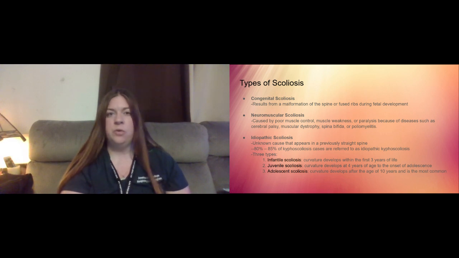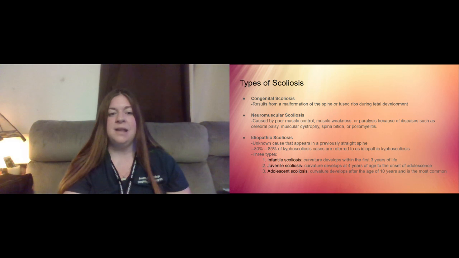There are different types of scoliosis. First, we have congenital scoliosis, which results from a malformation of the spine or fused ribs during fetal development. Second, we have neuromuscular scoliosis, which is caused by poor muscle control, muscle weakness, or paralysis because of diseases such as cerebral palsy, muscular dystrophy, spina bifida, or poliomyelitis. And then third, we have idiopathic scoliosis. It's an unknown cause that appears in a previously straight spine.